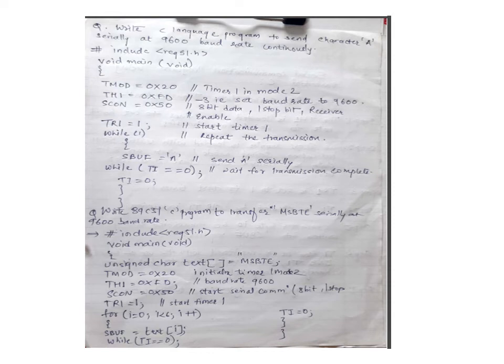So now we will see the program for serial communication. Write a C language program to send character A serially at 9600 baud rate continuously. So we will start with the program. Here the baud rate is given 9600. So #include <reg51.h>, void main(void), start of the program. TMOD, here it is used timer 1 mode 2. So for serial communication, always timer 1 mode 2 is used.